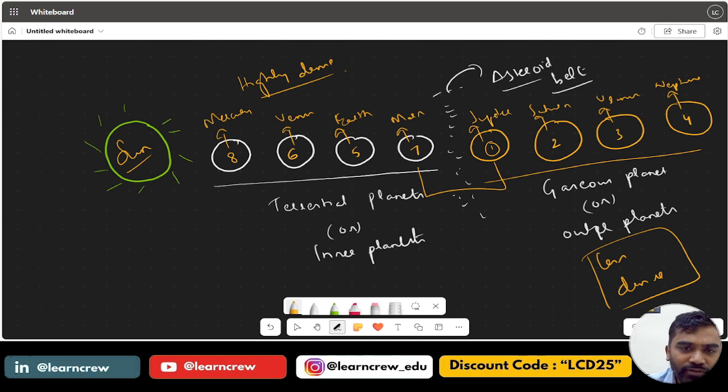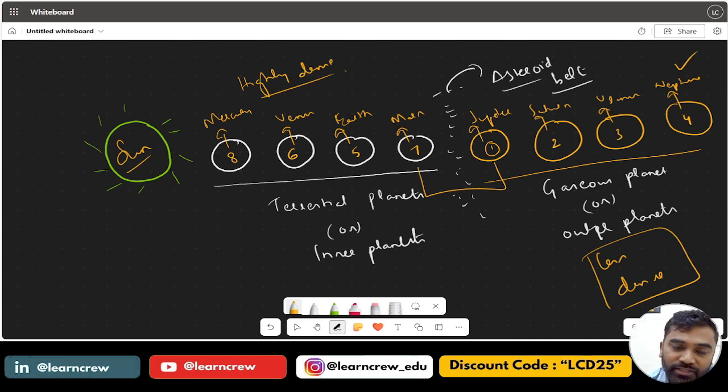What is the meaning of revolving? Coming around the sun. What is the meaning of rotating? Rotating in the same place. If you're turning around in the same place, it is called a rotation. Fine. So which planet will take the longest time to revolve around the sun? Obviously Neptune, because it is the farthest planet.